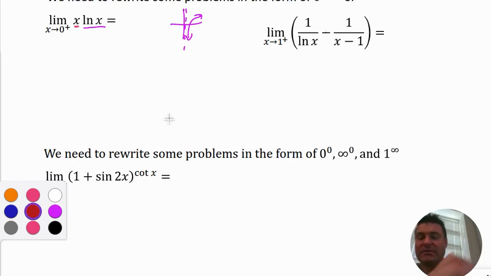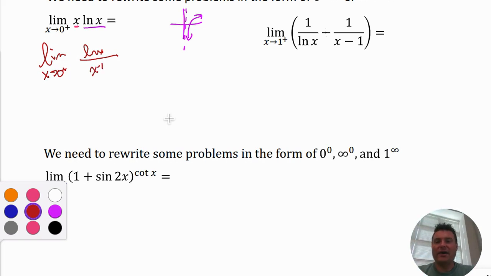So what I'm going to do is take my linear form, it's easiest to rewrite it as ln of x all over x to the negative 1. I can rewrite x as 1 over x to the negative 1. That's totally legal. Now I can use LHOP because you're going to notice that my numerator and my denominator are both going to go to some form of infinity here.